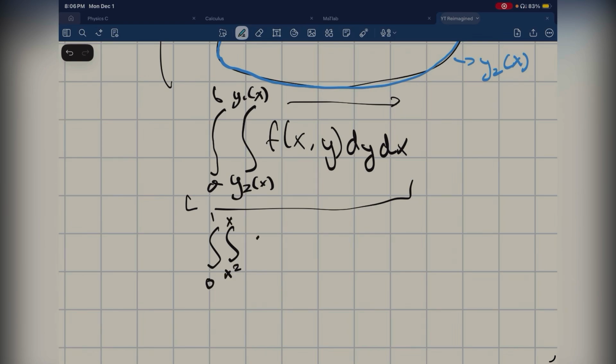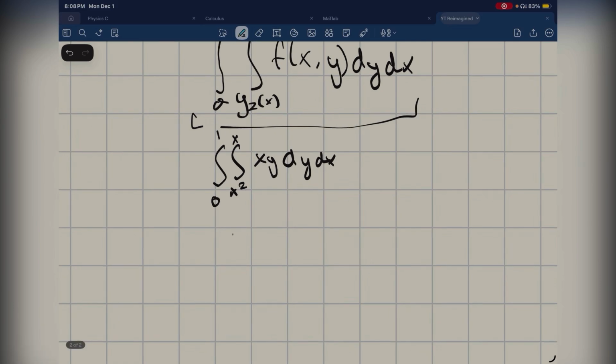Let's do the same thing, x y dy dx. We're going to integrate it again. So when we integrate this, we're going to have 0 to 1. Treat x like a constant. We're going to have y squared over 2, evaluated from x squared to x, dx.